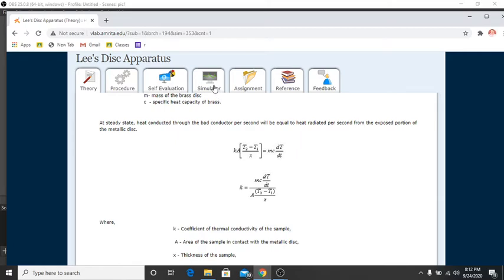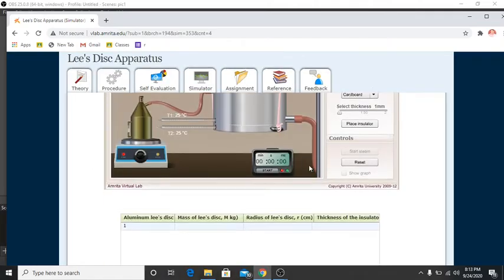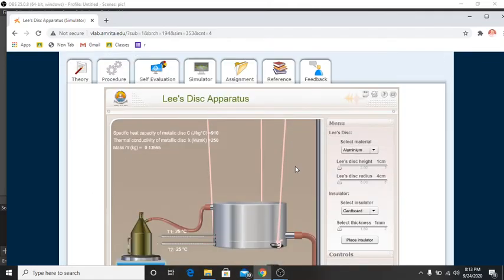Now I just want to start this simulator, and here on your screen you can see that there is a setup. This is a steam arrangement. Here there is a heater and a container of water, and when we start this heater, steam will start generating and pass through this, and it will be entering here.